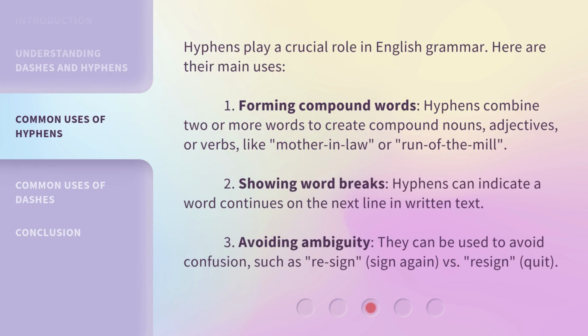Hyphens play a crucial role in English grammar. Here are their main uses. 1. Forming compound words. Hyphens combine two or more words to create compound nouns, adjectives, or verbs, like mother-in-law or run-of-the-mill. 2. Showing word breaks. Hyphens can indicate a word continues on the next line in written text. 3. Avoiding ambiguity. They can be used to avoid confusion, such as re-sign, sign again, versus resign, quit.